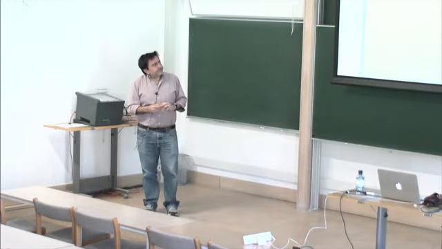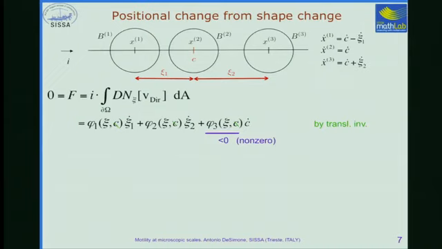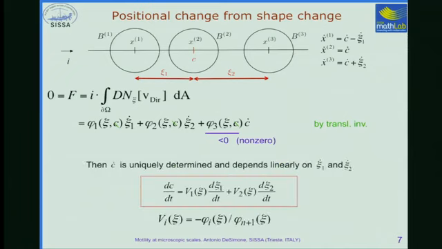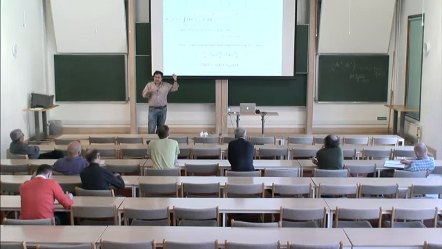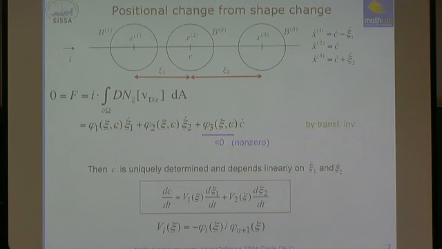Very well. Since it's non-zero, this is a nice equation in C dot that we can solve for C dot. We divide by phi3, which is non-zero, and we obtain C dot. So here is C dot. And this is the equation that solves the problem I was mentioning before. I assign the rate at which I change shape, I get the rate at which I change position. Okay? And here is the equation.